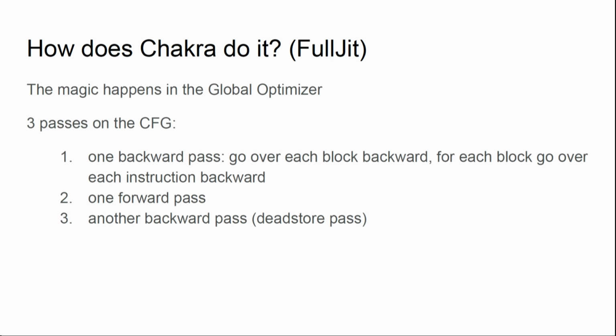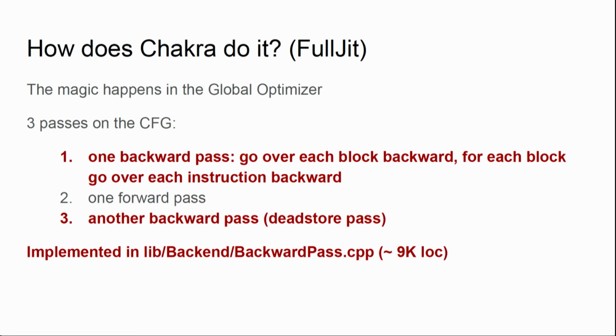Now I'll try to explain a bit how Chakra is able to do all that magic. So as I said, the magic happens in the global optimizer. It's a 3-pass process on the control flow graph. So you have one backward pass, one forward pass, and another backward pass. The 2 backward passes, even though different, are actually implemented in the same code base, which is a bit confusing. It's about 9,000 lines of code.